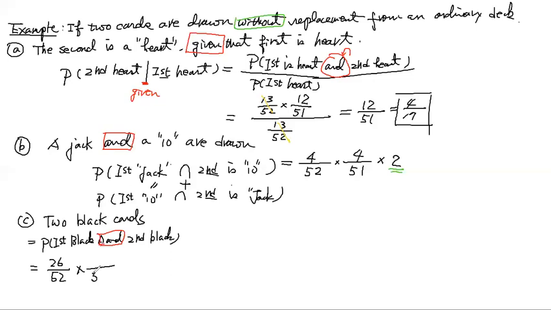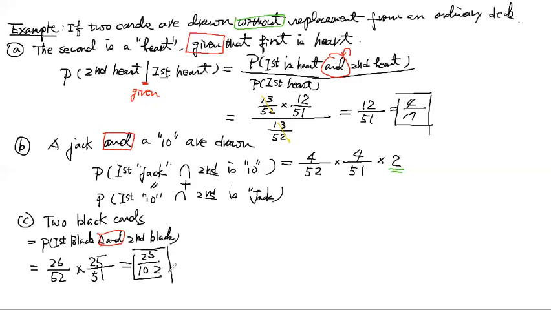So this one is 51. After you draw one, then this is 25. So here we don't need to times 2, because it's a black and a black. You know, the order does not matter, right? So if you simplify this a little bit, I think we have 25 over 102. Okay, so this will be the answer here.